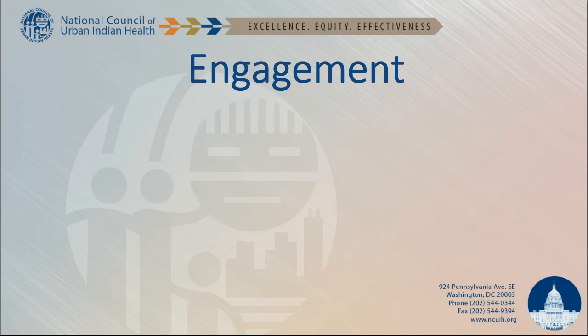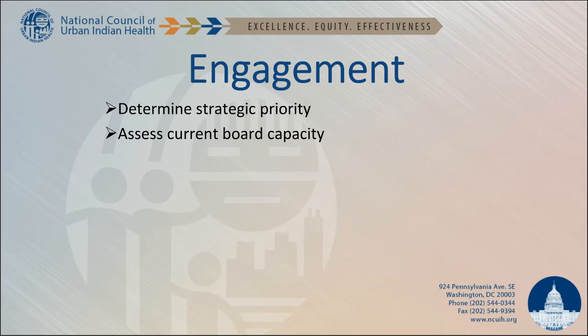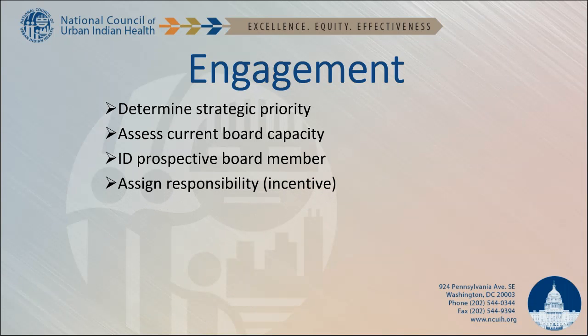I'll walk through a couple of steps around engagement, and then I'm going to share an example with you. So if you're looking at really engaging a board member, you begin with determining what's the strategic priority. What is it that you're going to ask this person to do? You assess your current board capacity. Is there anyone on our board who can do this? And you may determine that there isn't. Then you would identify somebody who's a prospective board member who might have that particular skill set or the particular connections or particular talent or gifts that you're looking for.